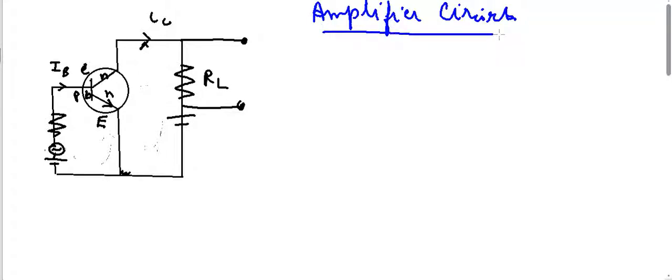Suppose, for example, I have taken a common emitter. Now we discussed what a common emitter type transistor is. So to illustrate that point, I have taken a common emitter type transistor, and suppose I have a very small, fluctuating signal, this.